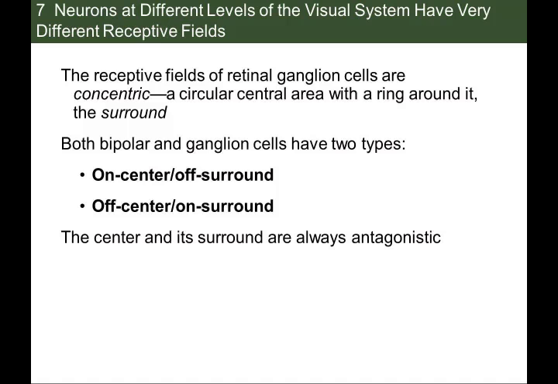Now for this on-center cell, if you shine light, the more you're away from the center, you tend to subtract from this depolarization, you get hyperpolarization, or you cancel it out. Does that make sense? Good. Because you're going to have on-center, off-surround, you're going to have off-center, on-surround, and all four different combinations. Okay? Does this make sense?